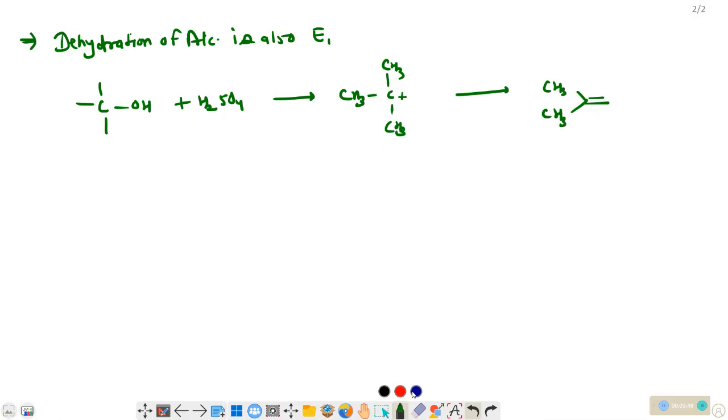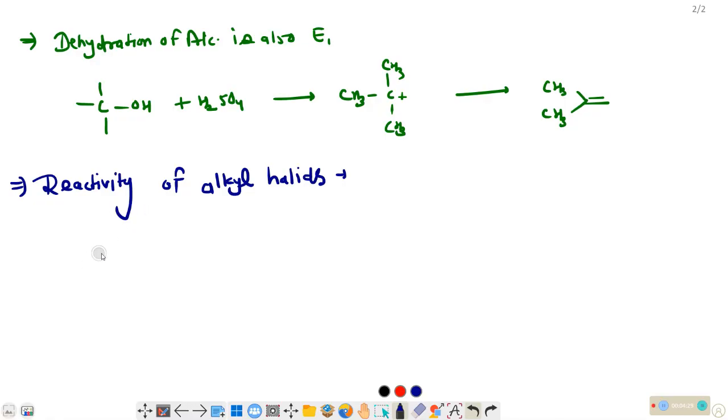Then we will see the reactivity of alkyl halides. Like we have seen in the SN1 reaction, the tertiary one will be fastest, and the rate of reaction will be high for a 3 degree carbocation, then 2 degree, then 1 degree. So it will follow the same order as the SN1 reaction.